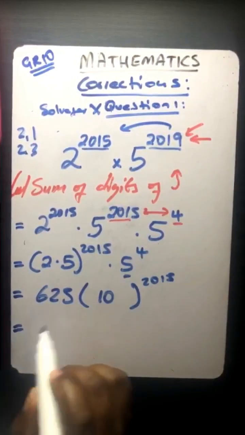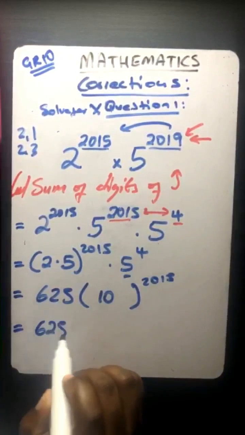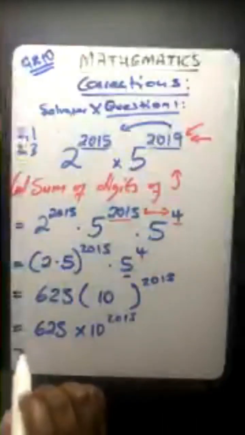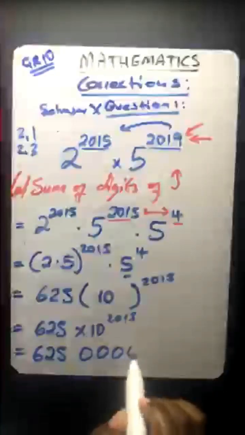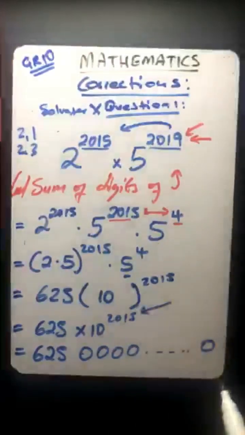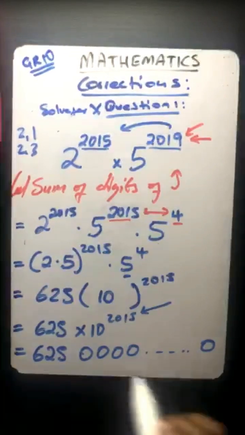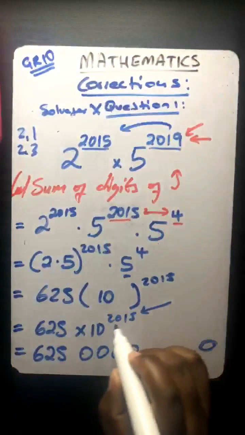So it's 625 times 10 to the exponent 2015. In short, you're having 625 and so many zeros. How many zeros are you going to have? You're going to have 2015 zeros. I'm too lazy to be writing all of those zeros, so I'll just do dots and say you are going to have 2015 zeros.